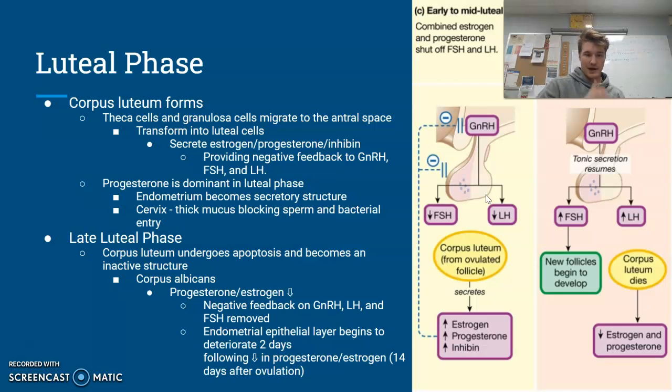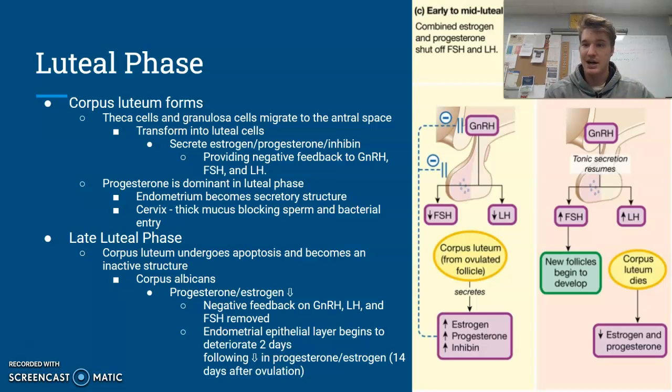In the luteal phase, the last phase of the ovarian cycle, the corpus luteum forms. The theca cells and the granulosa cells migrate to the antrum space that is now ruptured of the follicle, and they transform into luteal cells. These luteal cells release estrogen, progesterone, and inhibin, and now we have lower levels of estrogen and progesterone, and these are going to provide a negative feedback to gonadotropin-releasing hormone, FSH, and luteinizing hormone. So now we have this negative feedback loop returning with these lower levels of estrogen.